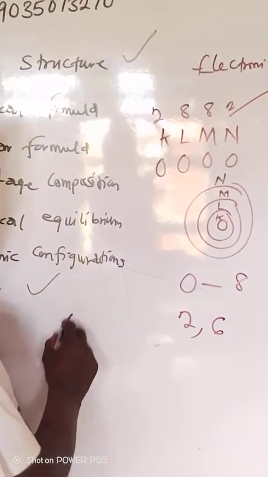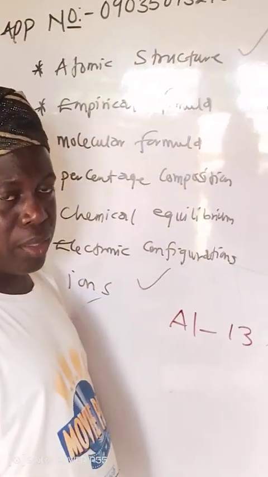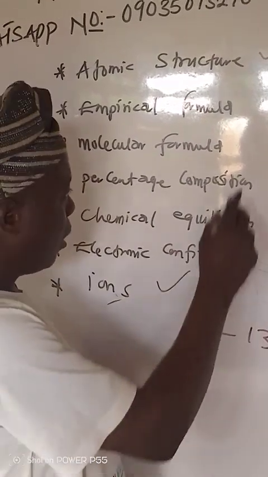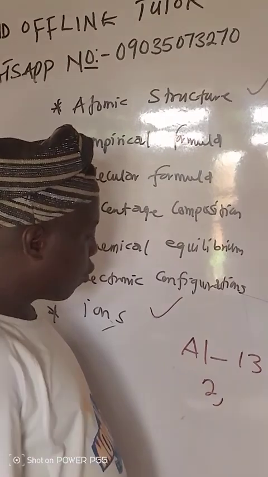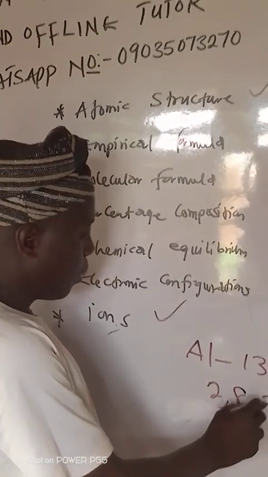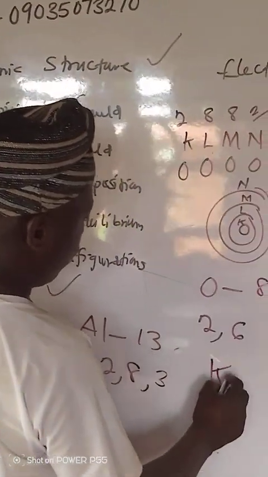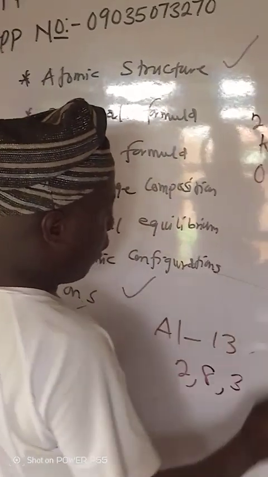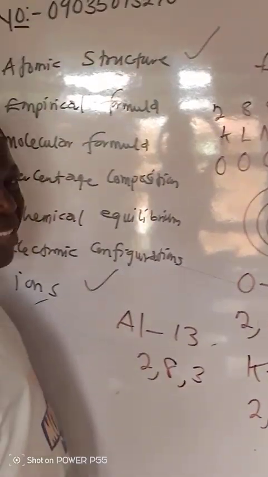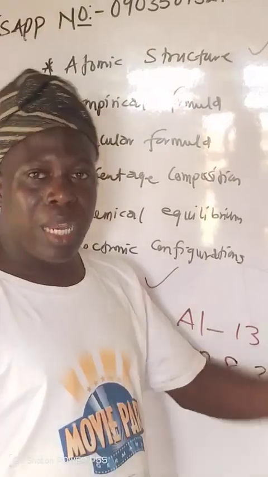Now, the same thing is applicable to aluminium. The atomic number of aluminium is 13. Then the first shell acquires 2 electrons, followed by 8, making 10. Still remaining is 3. Let's look at another one, potassium, which is 19. It will be 2, 8, 8, 1. That is how you are going to write the electronic configuration for any element you are given.